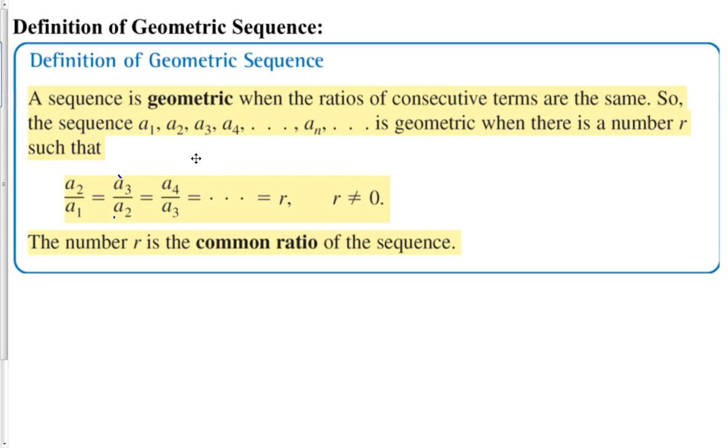So a sequence A1, A2, A sub 3, A sub 4, A sub n is geometric when there is a number r such that A sub 2 over A sub 1 equals A sub 3 over A sub 2 and so on equals r. R cannot equal 0, right? We're not multiplying by 0 each time. And this time, instead of having a common difference, we'll have a common ratio because we're multiplying, right? We're not subtracting a difference. It's a common ratio for multiplying.